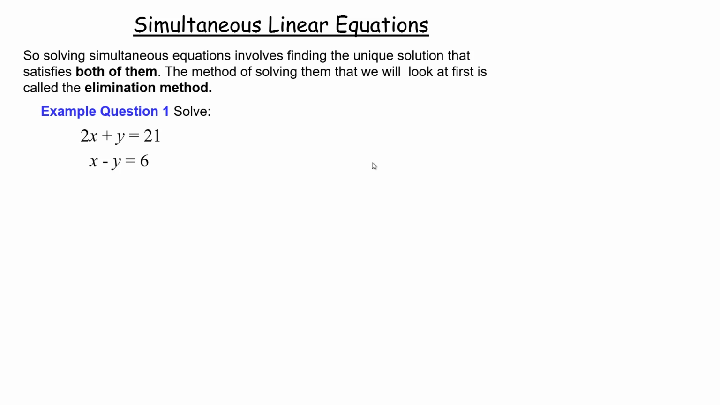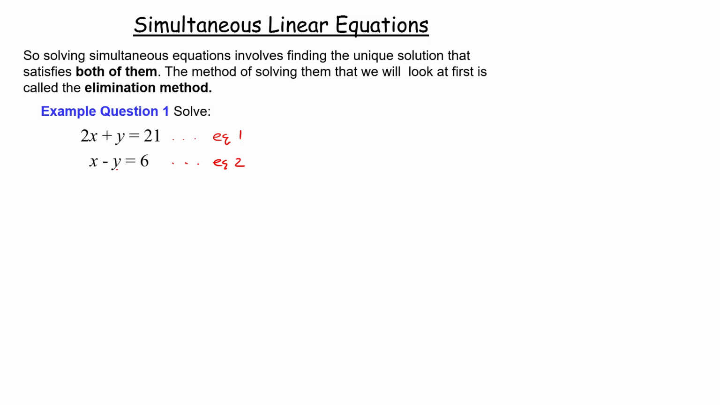Okay, so this is our first example. 2x plus y equals 21 and x minus y equals 6. First things first, you always label them. I'm hoping this has come back to you, because I remember going through this with you in year 9. So hopefully this is all coming back to you. So we label them. Equation 1 and equation 2.